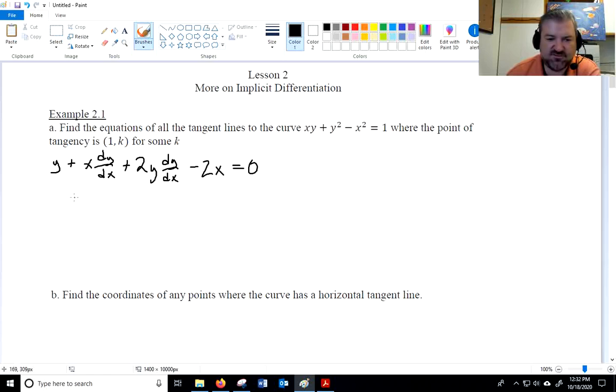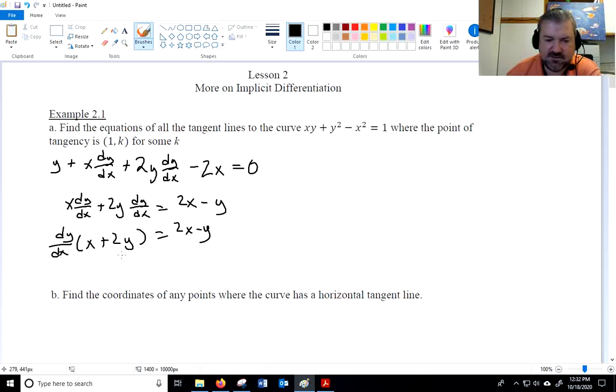All right, so we just simply get all the terms that have a dy dx in them on one side, and I'll move the terms that don't over to the other, and factor out a dy dx. And I get that. And so lastly, I have dy over dx equal to (2x minus y) over (x plus 2y). We want to find the equation where the point of tangency is (1, k).